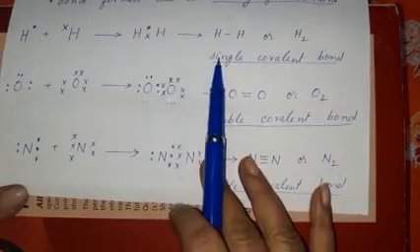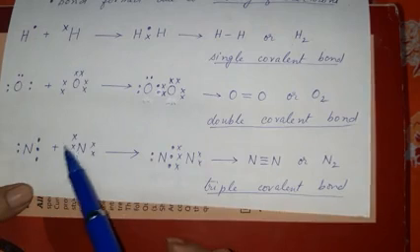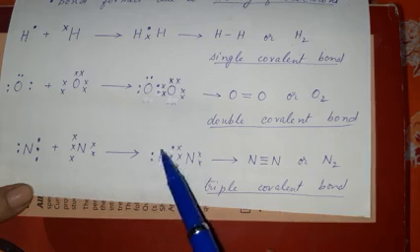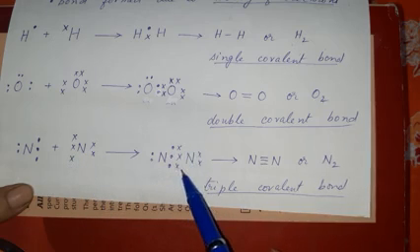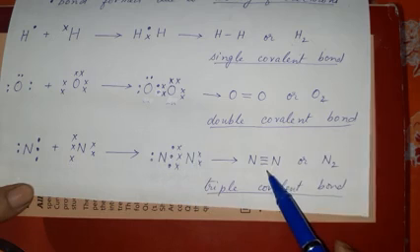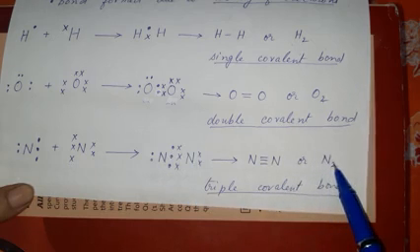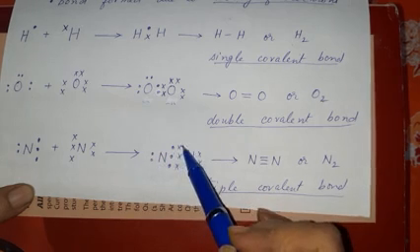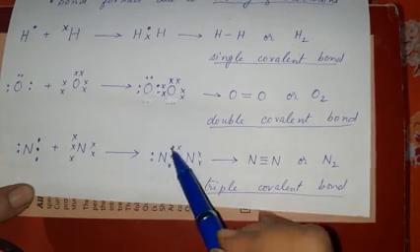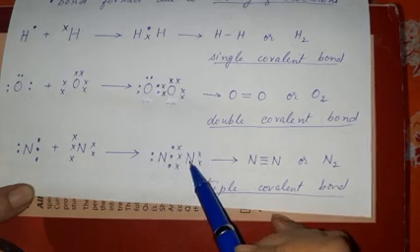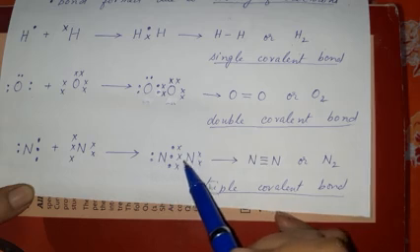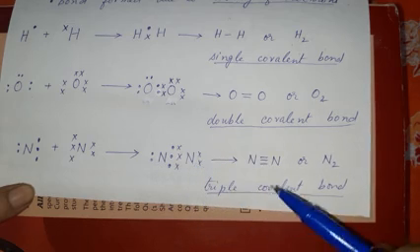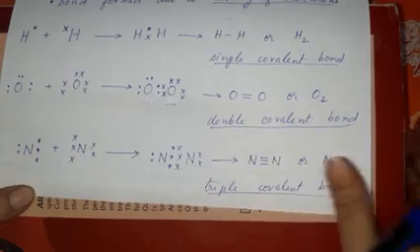In case of nitrogen, it has 5 electrons in the outermost orbit. Now 3 pairs of electrons are shared and it forms the triple covalent bond, or N2. So you can see here each nitrogen has 1, 2, 3, 4, 5, 6, 7, 8 electrons, that is the octet structure. Each of the atoms acquires the octet structure when they form the molecules, and thus they become stable.